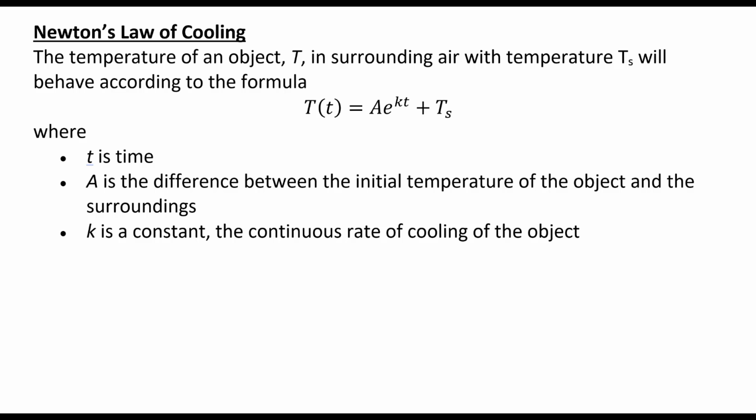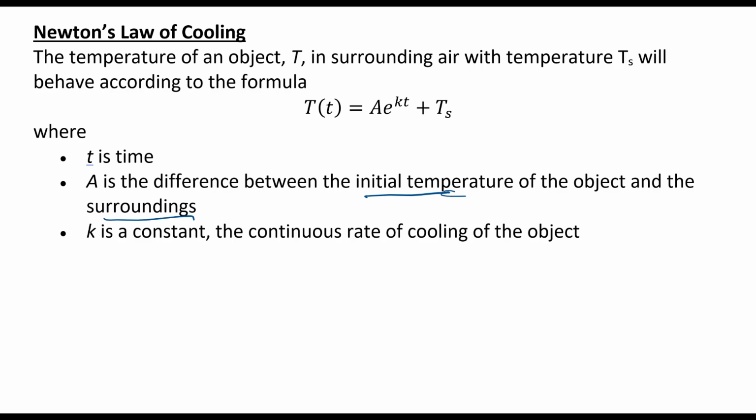We'll talk about Newton's law of cooling. The temperature of an object in the surrounding air with temperature T sub S, S for surrounding, will behave according to the formula capital T, that's temperature, of little t, that's time, equals A e to the kt plus T sub S, that's surrounding temperature. t is time, A is the difference between the initial temperature of the object and the surroundings.